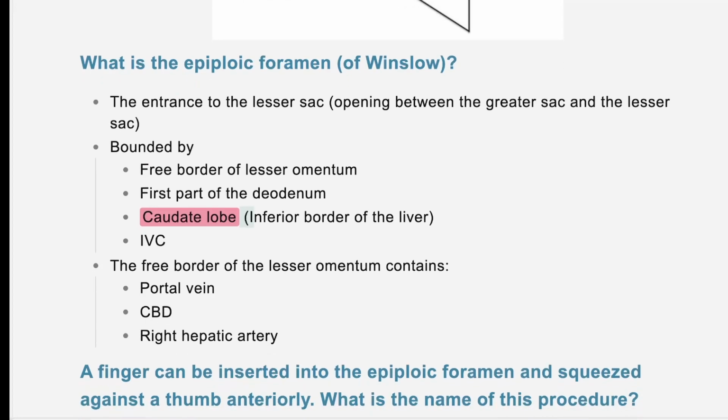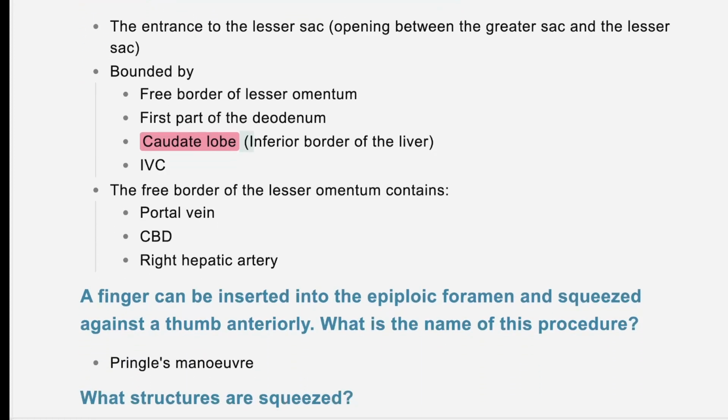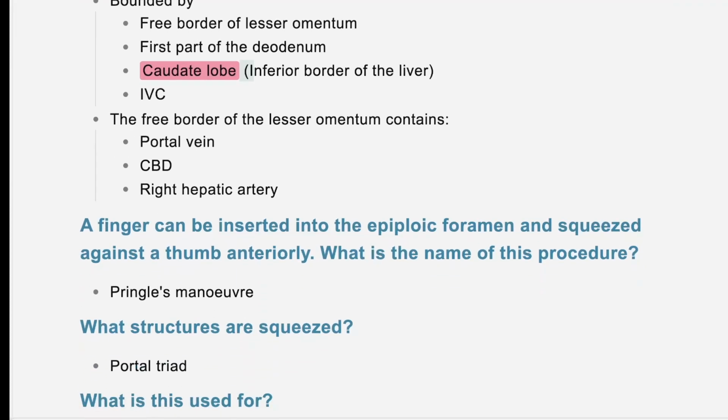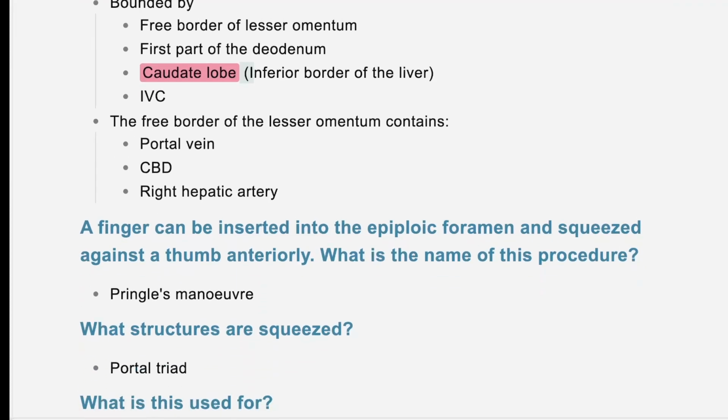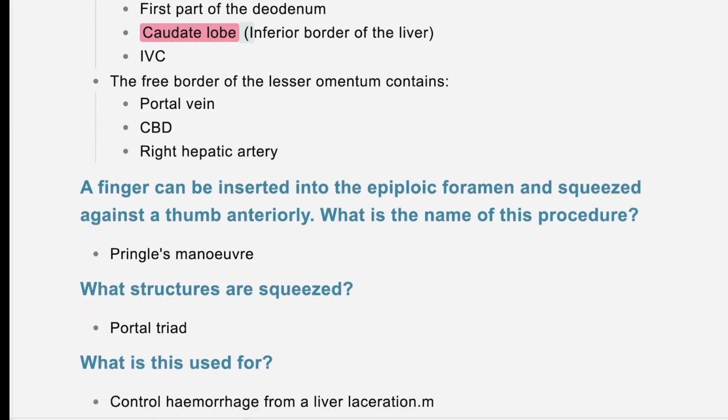The finger can be inserted into the epiploic foramen and is squeezed against the thumb anteriorly. This is called Pringle's maneuver. The structures squeezed are the portal vein, hepatic artery, and common bile duct. What is it used for? To stop the bleeding from a laceration of the liver.